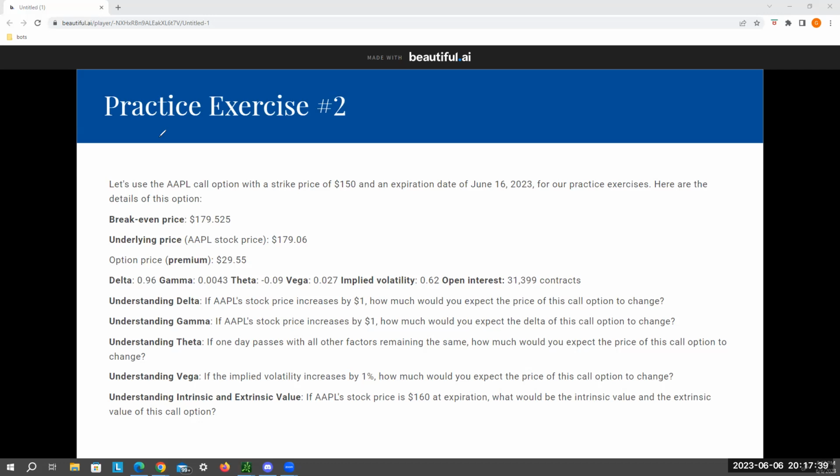Toto, you want to answer? Yes, I got this. It would just be $96. Your option's contract price will gain by $96. Why? Because that is your delta.